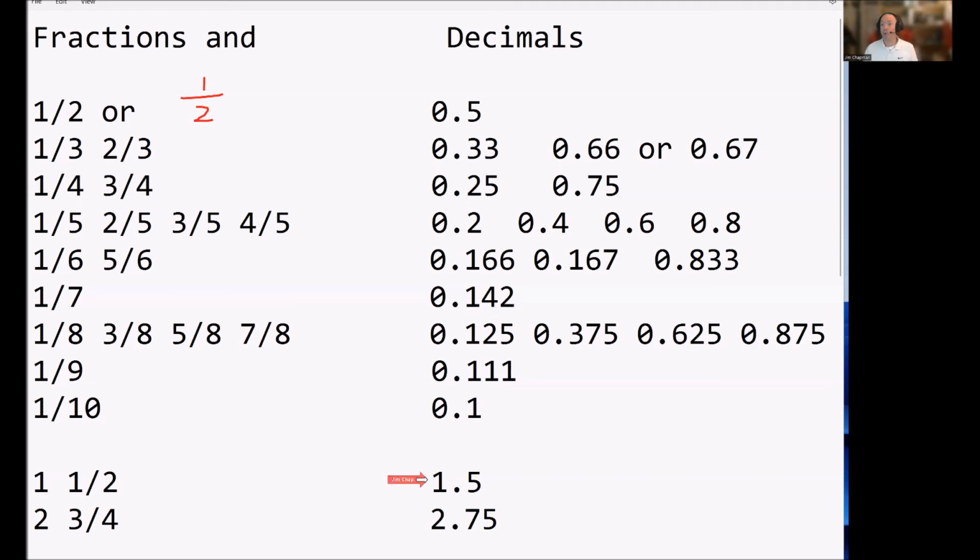1.5, we would just say one point five. 1.5 cups. 2 3/4 cups, 2.75 cups. If you're baking and you need something like flour or sugar, we would say two and three quarters or two point seven five. Okay, so how we say fractions and decimals can be really tricky, particularly with fractions.